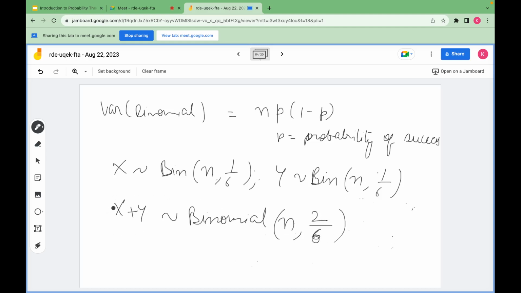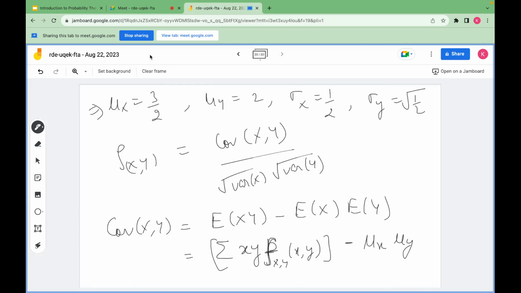So this x plus y is the number of ones and twos that will appear if we roll a fair dice. The probability that we will get either 1 or 2 is 2 by 6. That's why x plus y can be written as a binomial distribution for n trials, where the success probability is 2 by 6, because the success is that we receive either 1 or 2. So x plus y is a binomial distribution with parameters n comma 2 by 6.